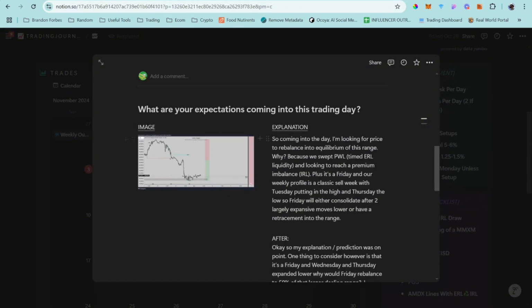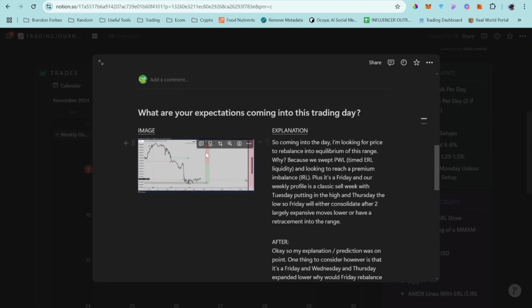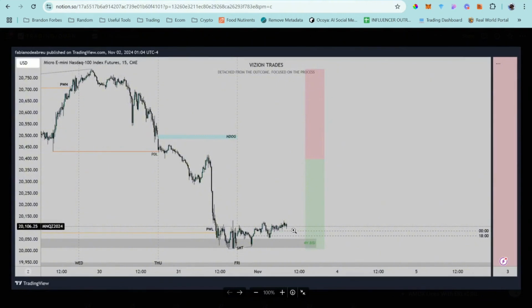So in my journal, I like to do this before I enter any trades, and it's just what are you expecting coming into this trading day. Okay, so I have my image here. This is before the New York AM session open, and we can see here we have this large dealing range. Okay, so I'm expecting for price to rebalance after sweeping previous week low, and in this 4-hour gap, I'm looking for it to retrace into 50%, sorry, or into an IRL inside of premium.